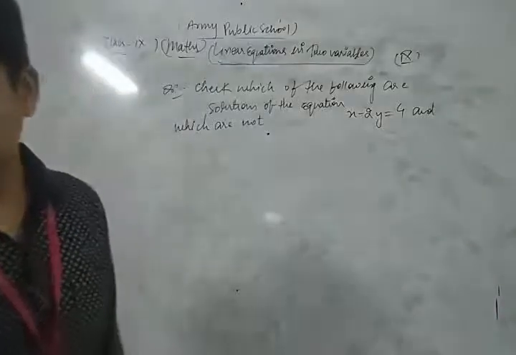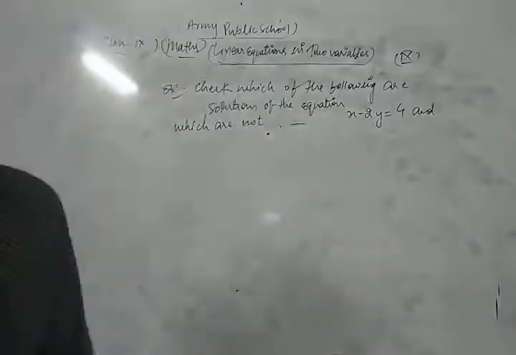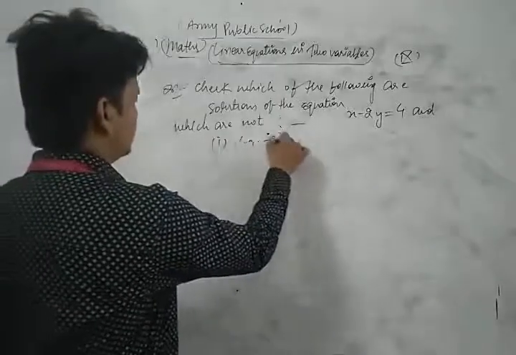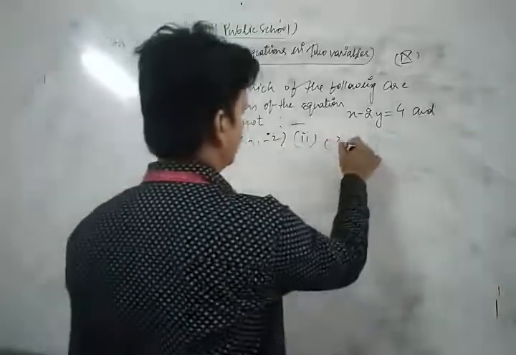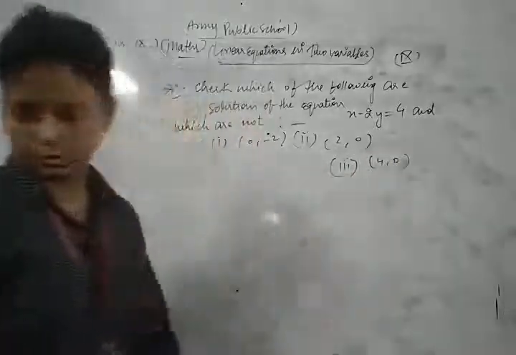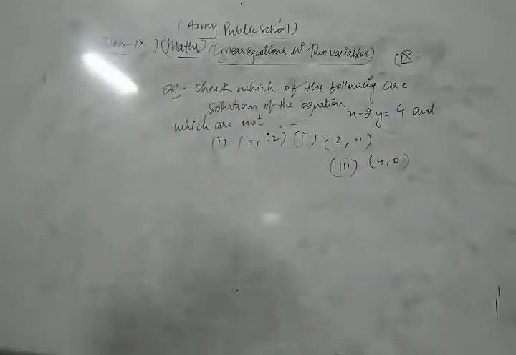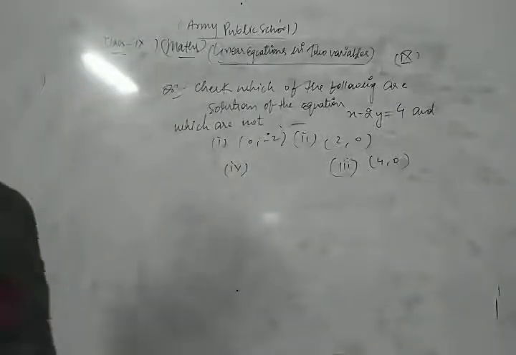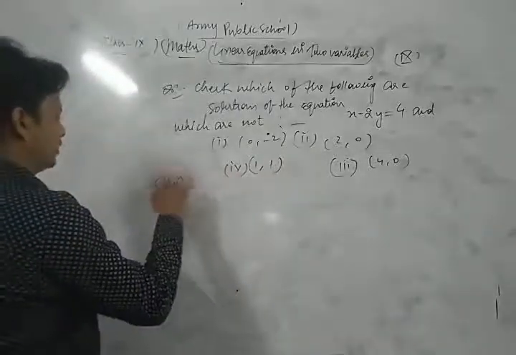Okay, and your question's options are: first, (0, minus 2); second, (2, 0); third, (4, 0); and fourth, (1, 1). Okay, now let's see its solution.